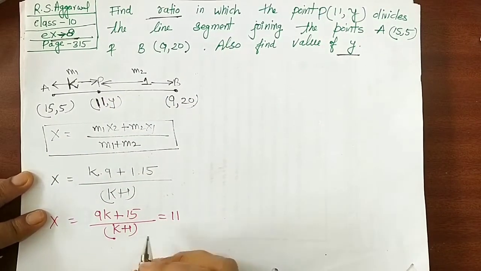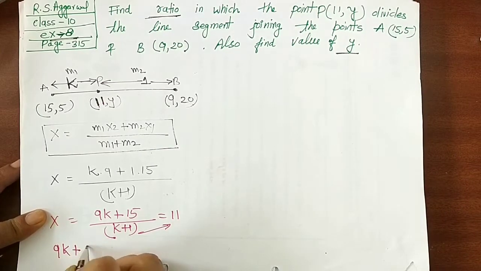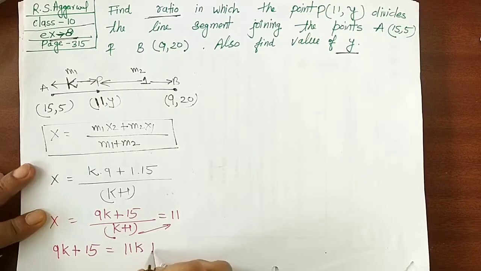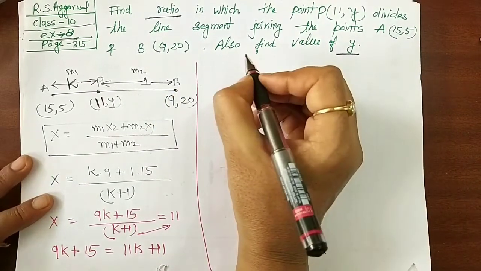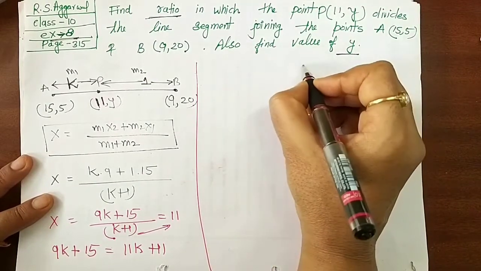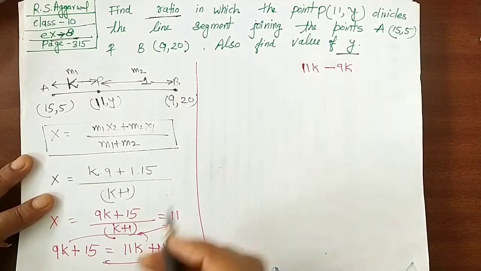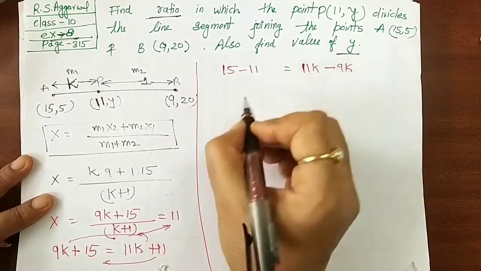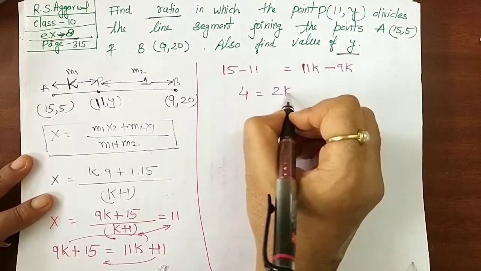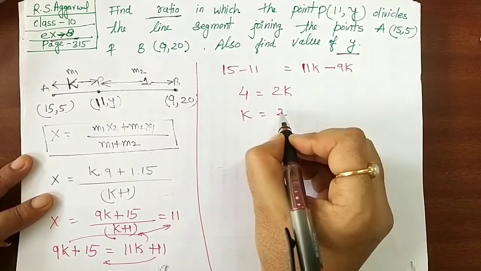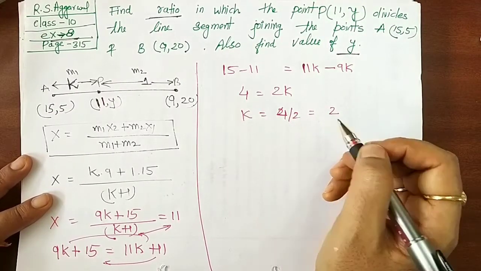So I will use it. Let me multiply here. So I will get 9k plus 15 equals 11k plus 11, as I am multiplying with this. Okay, so here it is 11k minus 9k; I am taking this here and 11 here. So 15 minus 11, which is 4, is equal to 2k. So k is 2. I am sorry, 4 by 2, you can say, is 2. So I got k is 2.